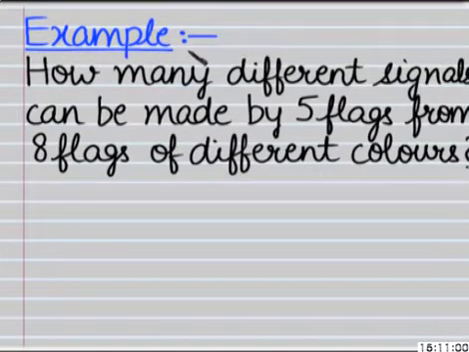Let us see an example. How many different signals can be made by 5 flags from 8 flags of different colors?